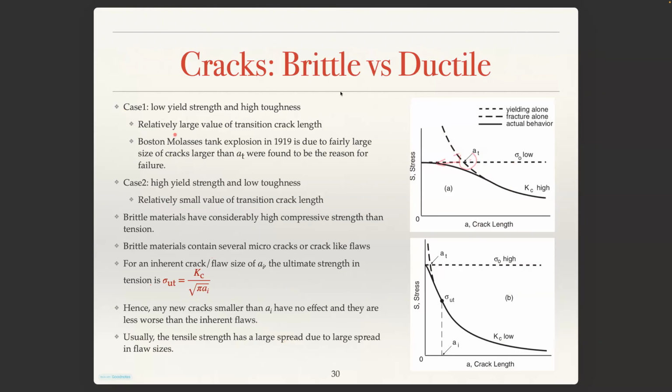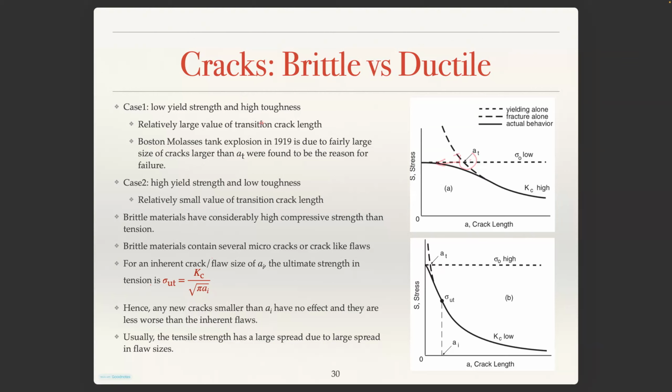Okay. So now let us look at brittle versus ductile. Let's consider case 1. You have a material which has very low yield strength and very high fracture toughness. What happens when you have very low yield strength? Whatever stress you are applying, the material is going to immediately see plastic deformation, right?